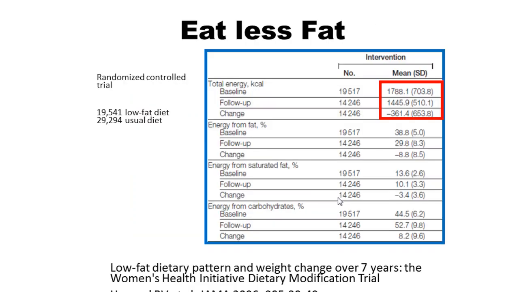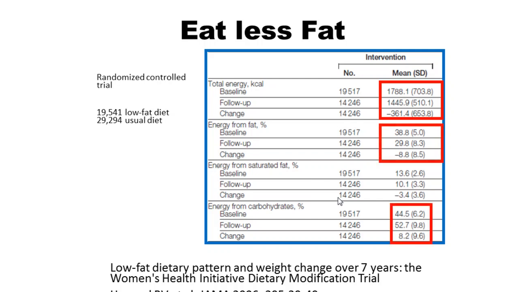And then they had this huge randomized control trial called the Women's Health Initiative, which randomized almost 50,000 women to a low-fat diet. So you can see that the total energy, they reduced their intake by about 360 calories. They reduced their fat intake from about 40% to 30% and increased their carbohydrates from about 44 to 52%. So exactly what we told people to do, which is eat less fat, eat more carbohydrates.